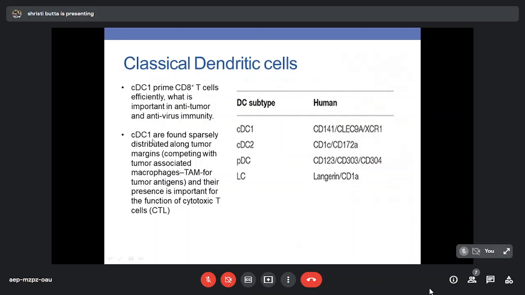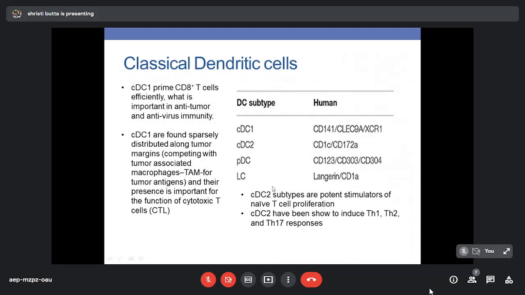What happens further down is that the classical dendritic cell type 1 are found sparsely distributed along the tumor margins, and they compete with the tumor-associated macrophages. Their presence is important for the cytotoxic effect because they are the ones priming the CD8 plus T cells. On the other hand, the classical dendritic cell type 2 are potent stimulators of naive T cells, and they can induce T helper 1, T helper 2, and T helper 17 responses. They are also responsible for the recruitment of neutrophils, right? So, they are the ones responsible for activating the naive T cells, subsequently releasing these T helper 1, 2, and 17.